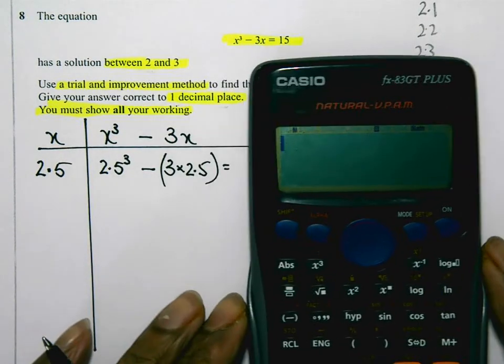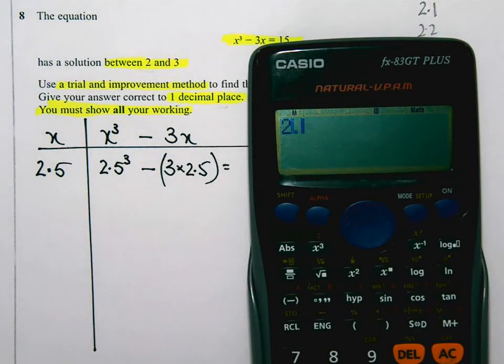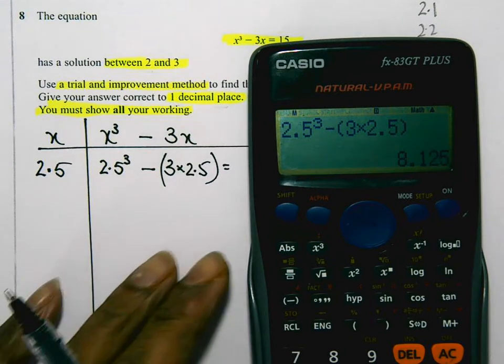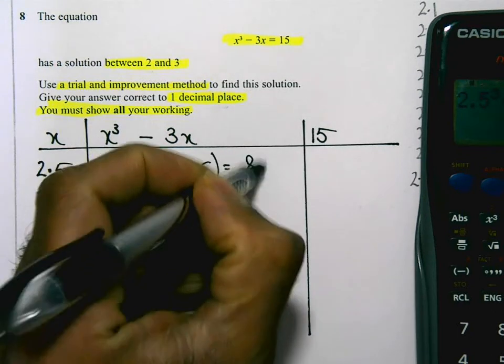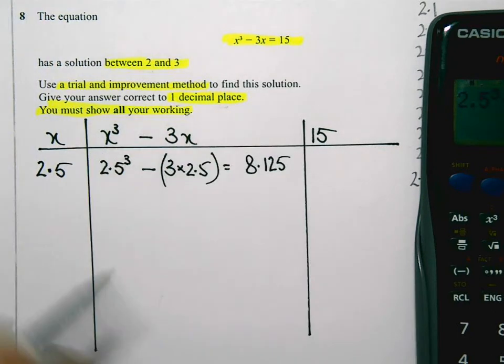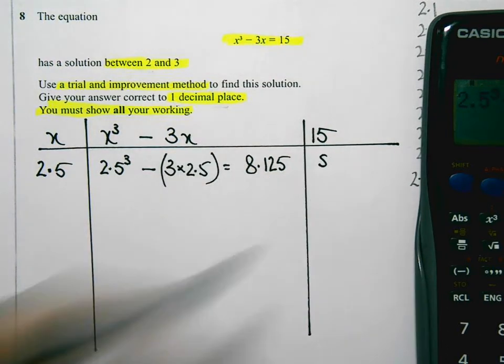Okay, you should be able to see that there. So 2.5 cubed, so I'm pressing the cube button, take away, and I'm going to use brackets, 3 times 2.5, and then close the bracket there. So that's exactly what I wrote down. When I press equals, I get 8.125. So I'm going to write that down, 8.125, and that is too small. Yeah, it's too small. I'll write the full word.